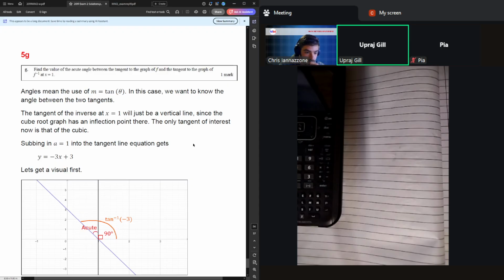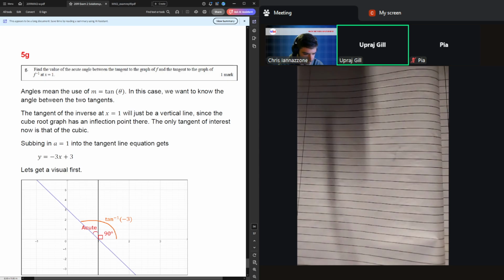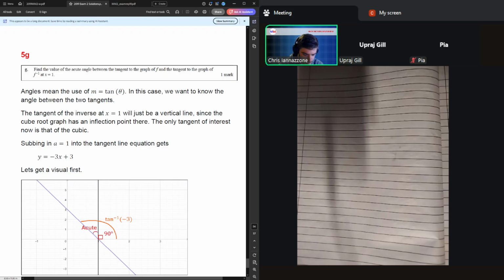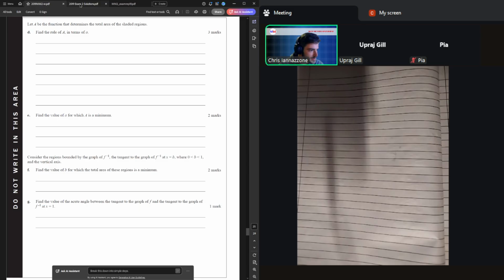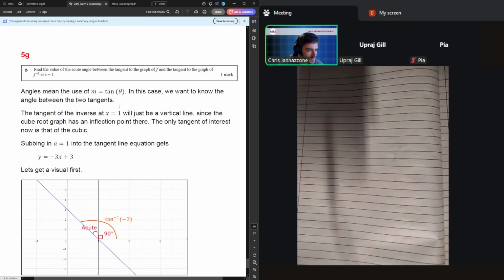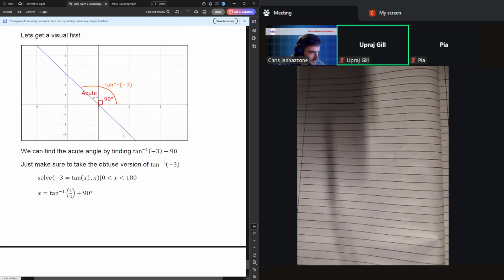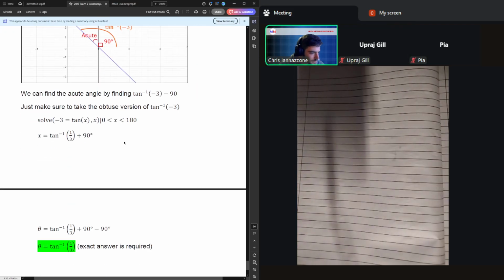Is it 18? Never mind. Hang on, I was about to say 18 degrees, but no, I think it's wrong. Let me double check actually. I think you got it right. Yeah, 18.43. I think you got it right. We do want exact though. So what method did you get your decimal? It was tan inverse 1 on 3. Okay, so you would just leave it as tan inverse 1 on 3 then. Yeah, that was it.